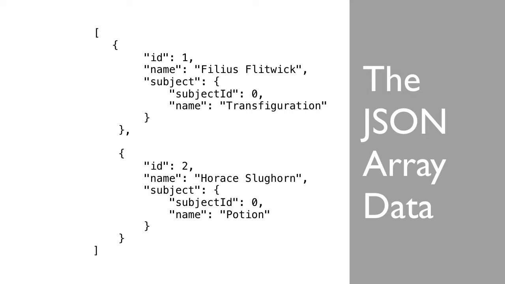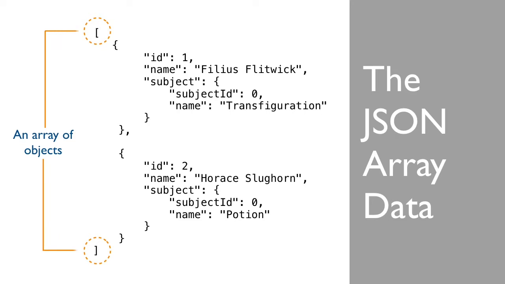The previous examples show single object representation in JSON format. At times, we need to return more than one object, for example, an array of objects. JSON uses square brackets to hold an array of objects.